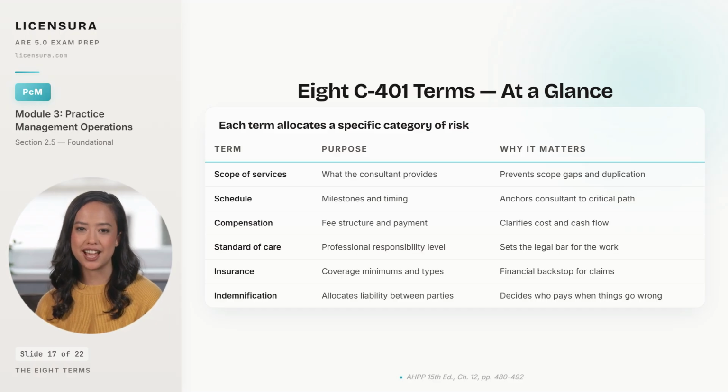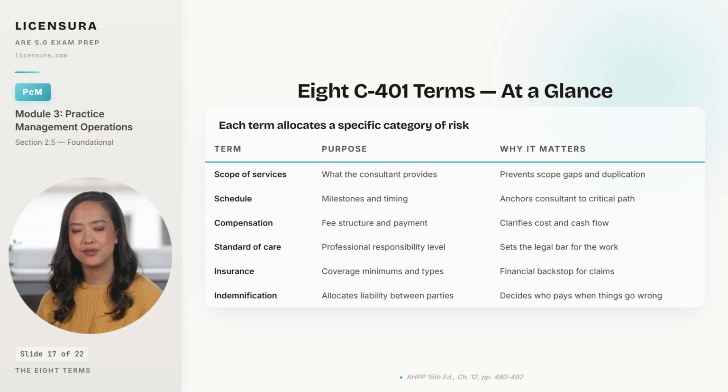8 terms, 8 separate risk allocation decisions. Scope of services defines what the consultant has agreed to provide and prevents both gaps that nobody covers and duplication that nobody catches until billing. Schedule fixes milestones and deliverable dates that anchor the consultant to the project's critical path. Without it, the consultant prioritizes a different client's deadline and your project slips.